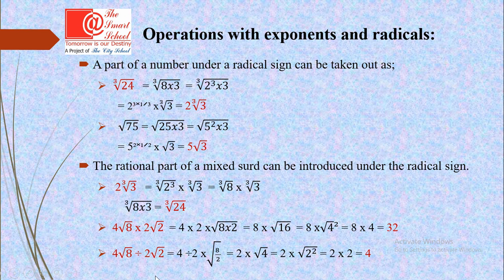Now the same question with the division sign. So 4 divided by 2 instead of multiplication is equal to 2. And here, instead of 8 multiplied by 2, we write 8 divided by 2, which is equal to 4. So 2 multiplied by radical of 4, order 2, is equal to 2 multiplied by 2 squared. So this square will be cancelled by the radical. So 2 multiplied by 2 is equal to 4, which is the answer. I hope this is clear to all of you, but I think you need more practice in these types of sums.